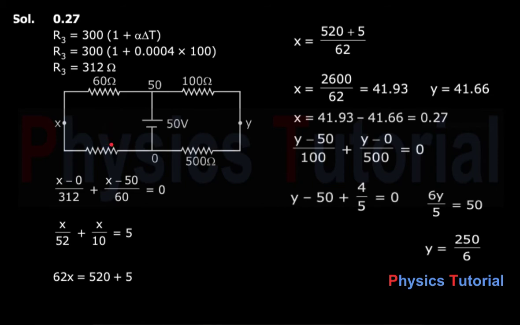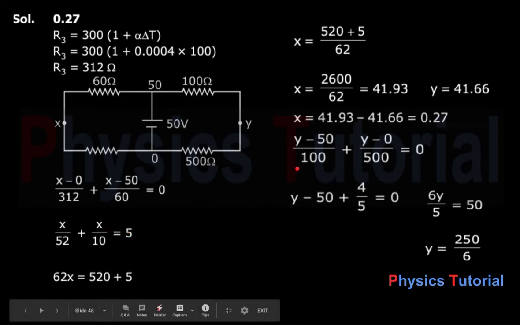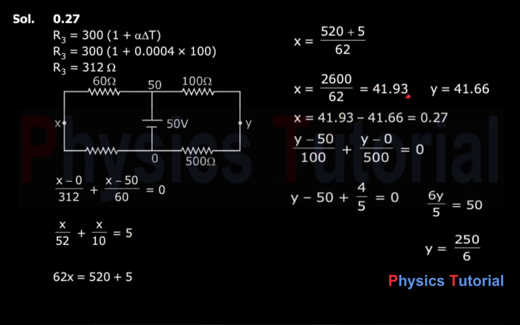So here that will be 312 ohm. For this potential change, that is X minus 0 upon 312, and here plus X minus 50 upon 60. So the sum of these two currents will be 0, and with the help of this you can find the value of X. So X will be nearly 41.93, and for the other one, Y, that is 41.66. So X is equal to 41.93 minus 41.66, that is 0.27.